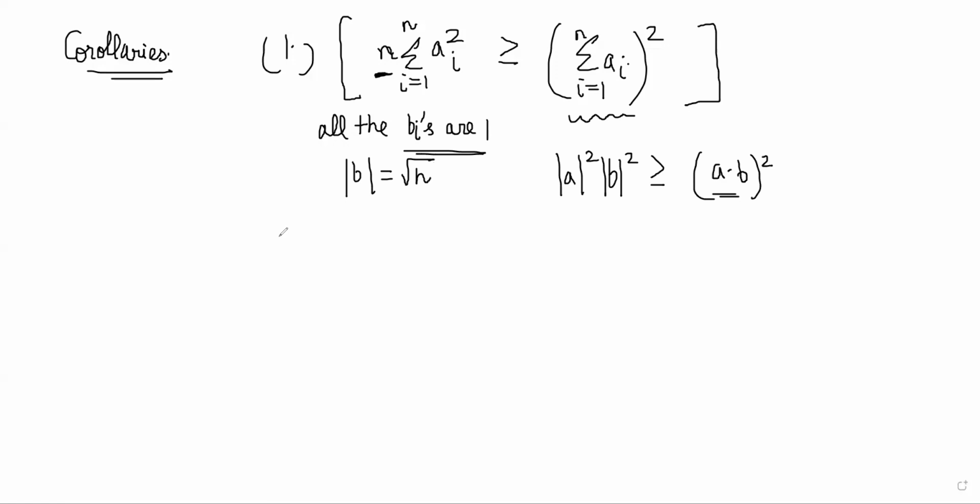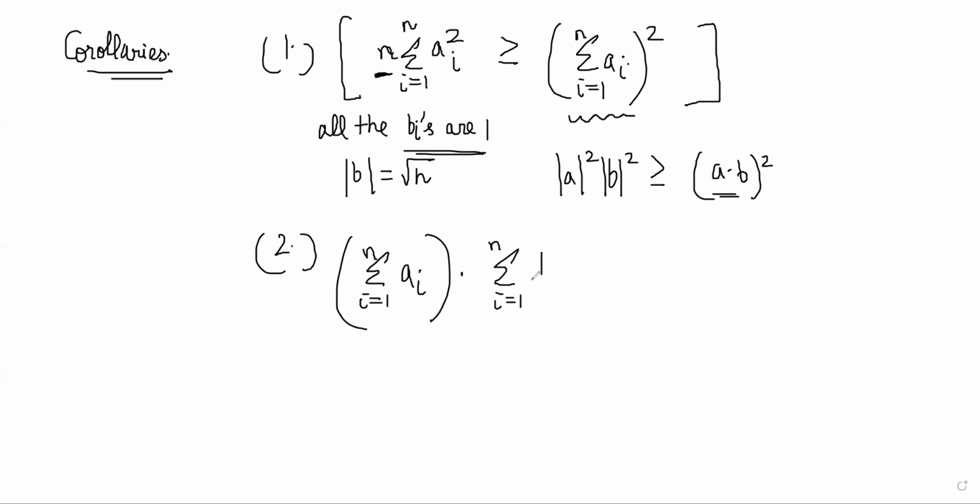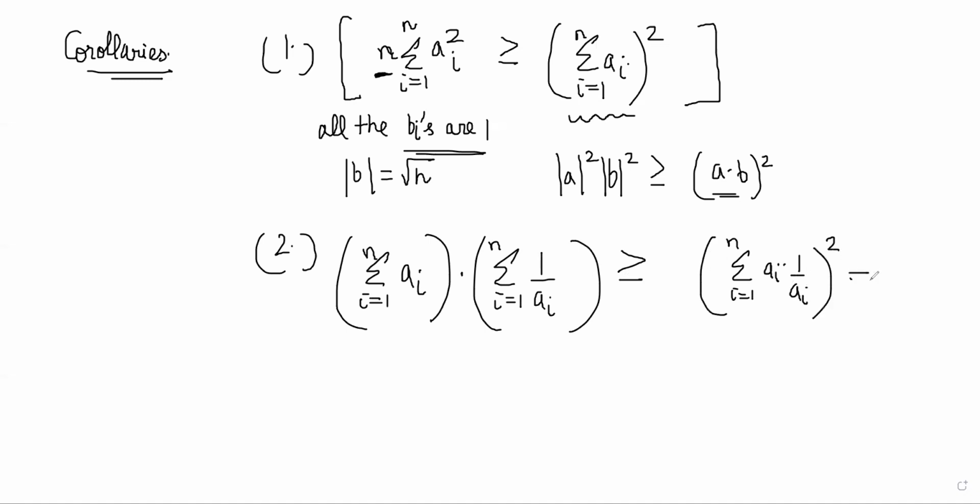We get this. The second corollary that you should be aware of is the summation of i goes from 1 to n of ai multiplied by the summation of i goes from 1 to n of 1 by ai. This is greater than or equal to the summation of i goes from 1 to n of ai into 1 by ai, whole square, which is equal to n square. So basically this is greater than or equal to n square is the corollary, right?